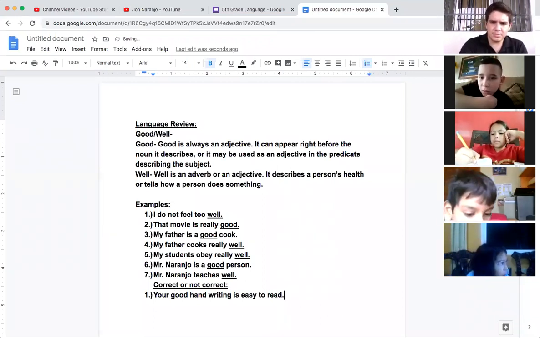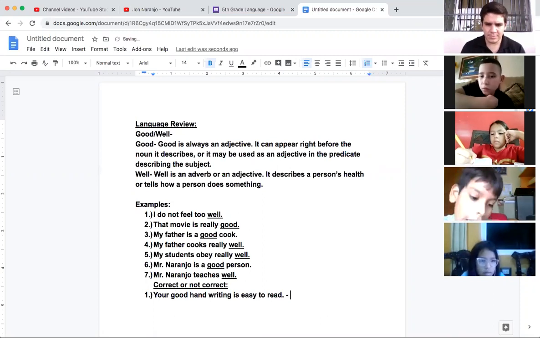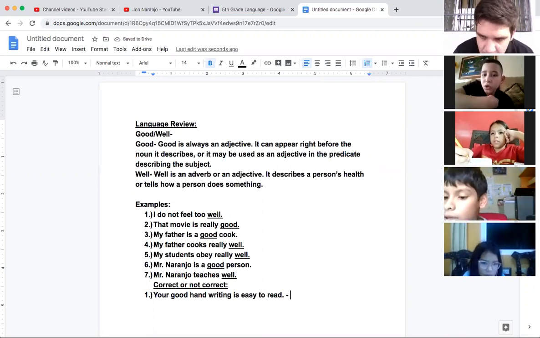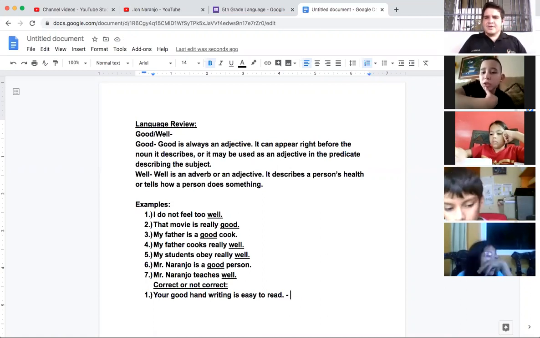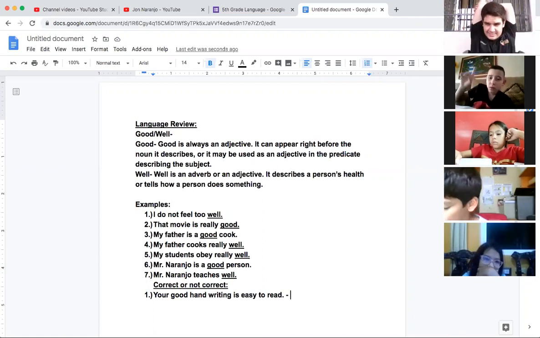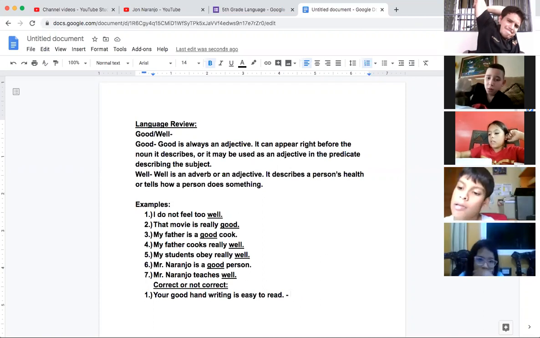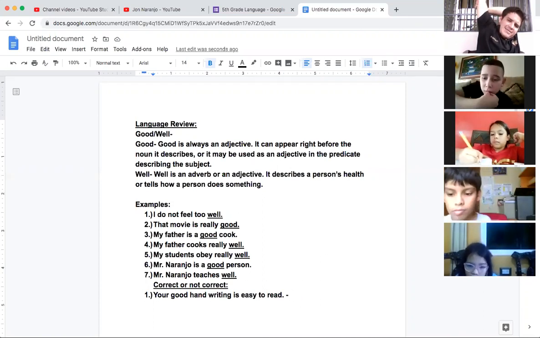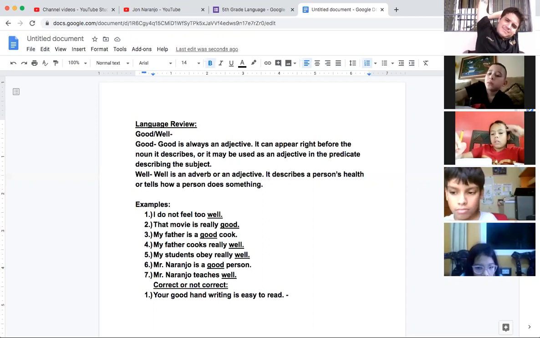No. Your good handwriting is easy to read. I think yes, Mister, it is correct. This is correct. Raise your hand if you think it's correct. Raise your hand up high, Mister. You're not raising your hand.